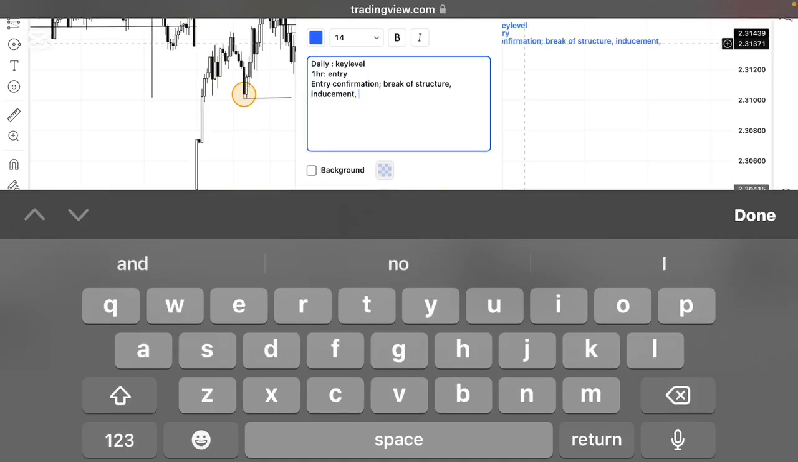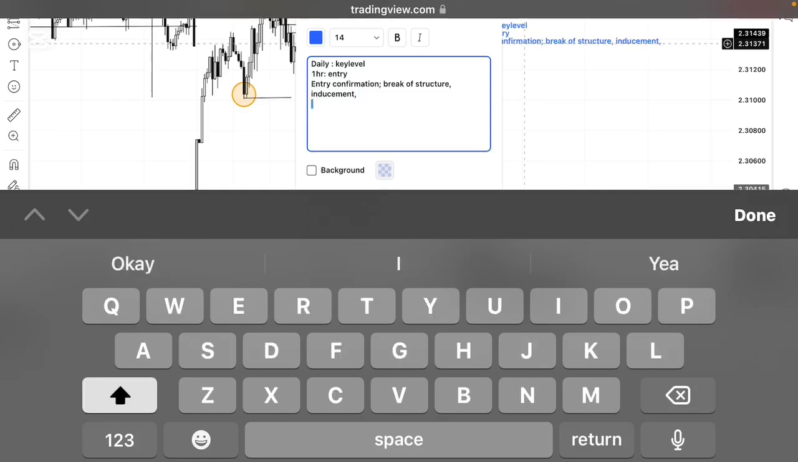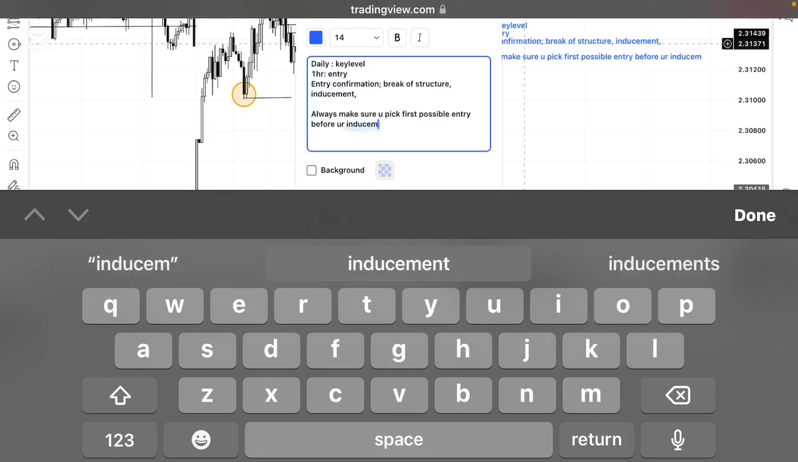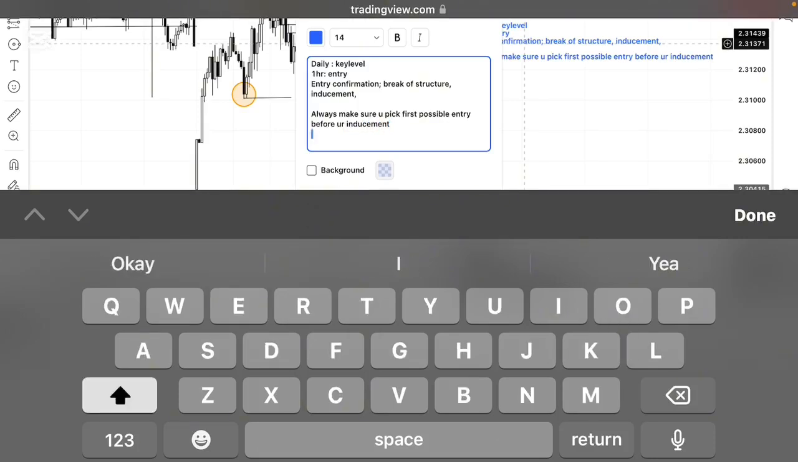After spotting inducement, in order for you not to miss entry, always pick your first entry before your inducement. Entry now. Okay, let me write it down. Always make sure you pick the first possible entry before your inducement. Then your stop loss.